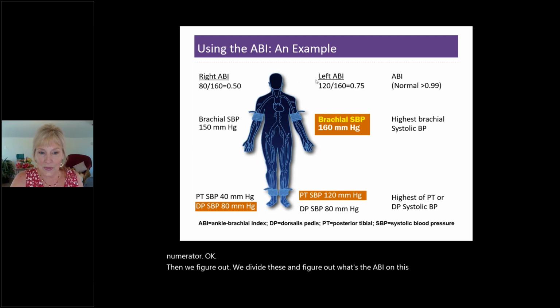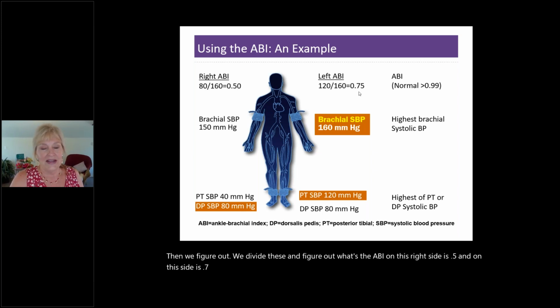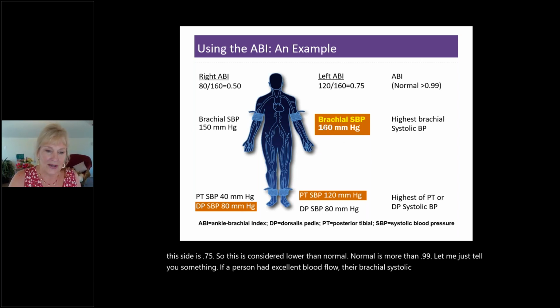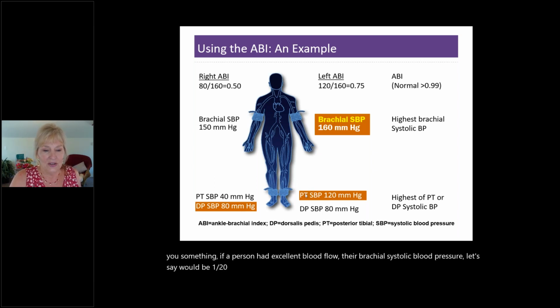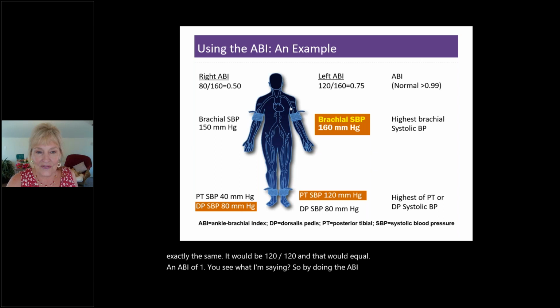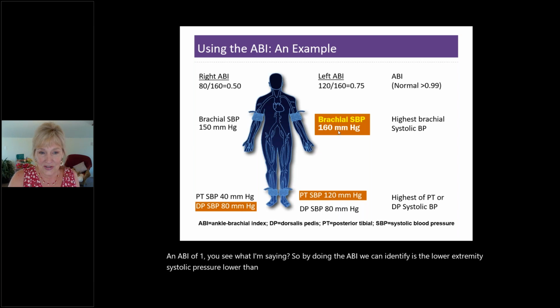On this right side it is 0.5, and on this side it is 0.75. So this is considered lower than normal. Normal is more than 0.99. Let me just tell you something. If a person had excellent blood flow, their brachial systolic blood pressure, let's say, would be 120, and their lower extremity systolic blood pressure would be 120. They would be exactly the same. It would be 120 over 120, and that would equal an ABI of 1. You see what I'm saying? So by doing the ABI, we can identify if the lower extremity systolic pressure is lower than the brachial pressure. If it is, there's not adequate circulation.